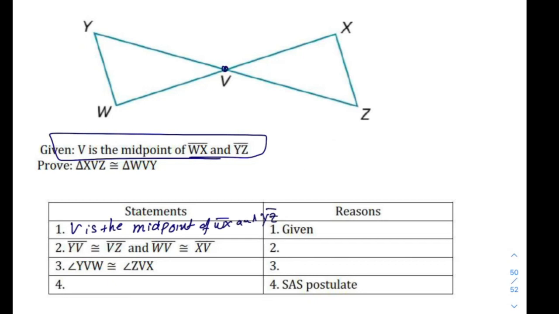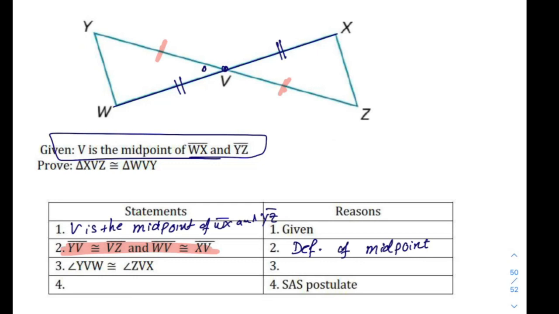And if you know that V is the midpoint of WX, that means it cuts the segment into two congruent parts. And it's the same also for the other one. It's not always the case, but for this, it is the midpoint of both. So this is also congruent to that. And that's why this is the conclusion that he drew here. YV is congruent to VZ, and WV is congruent to XV, and that is because of the definition of the midpoint.